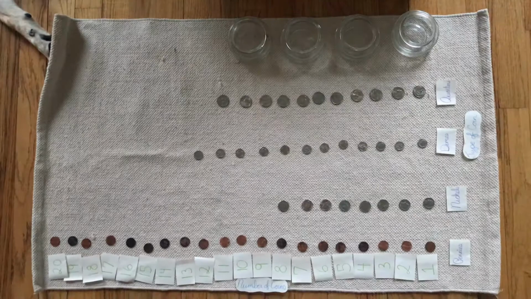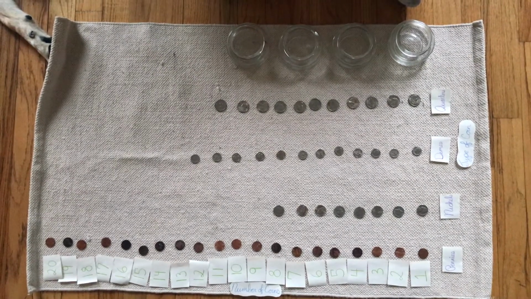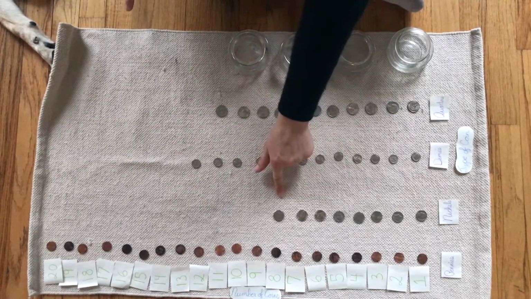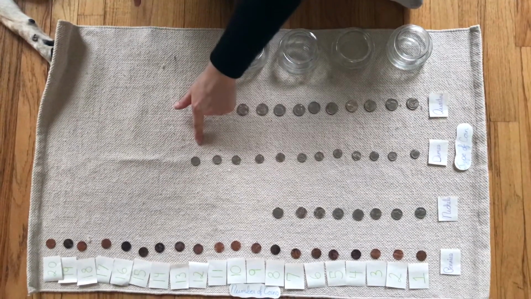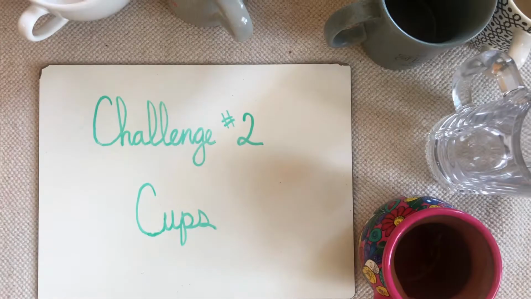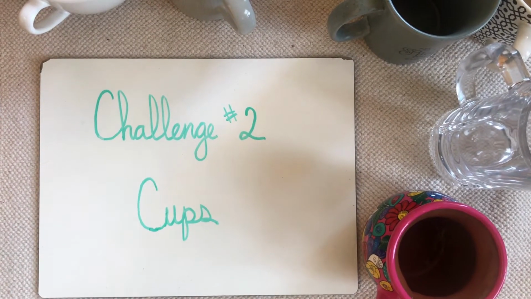Challenge complete. Let's take a look at what we have on the rug here. Now we can read the quantity of coins that I've placed on the rug. For pennies, there are 20. For nickels, there are 8. For dimes, there are 12. And for quarters, there are 11. Challenge number 2, cups.